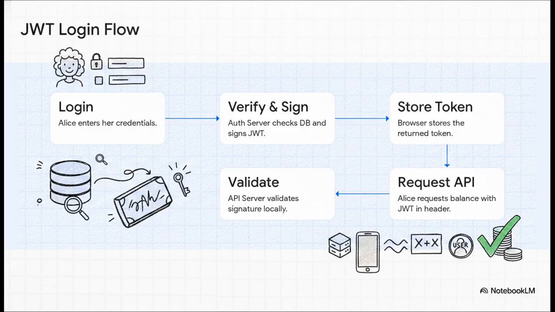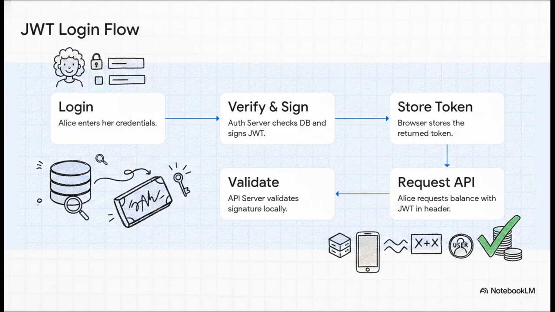Step 1. Alice logs in with her standard username and password. Step 2. The central auth server does the heavy lifting. It checks the database, and if everything's valid, it builds and cryptographically signs a JWT. Step 3. That shiny new token is handed back to Alice's browser.